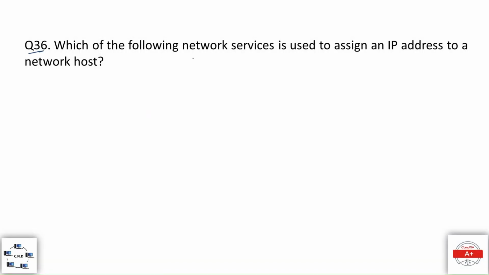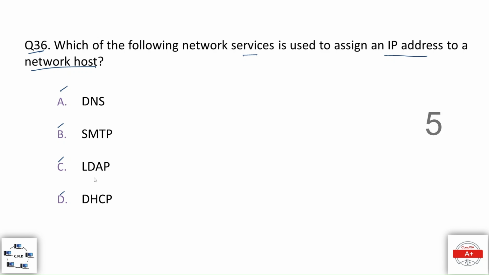Question number 36. Which of the following network services is used to assign an IP address to a network host? The options are option A DNS, that is domain name system, option B SMTP, simple mail transfer protocol, option C LDAP, that is lightweight directory access protocol, and option D DHCP, dynamic host configuration protocol. And the correct option is DHCP, that is dynamic host configuration protocol.